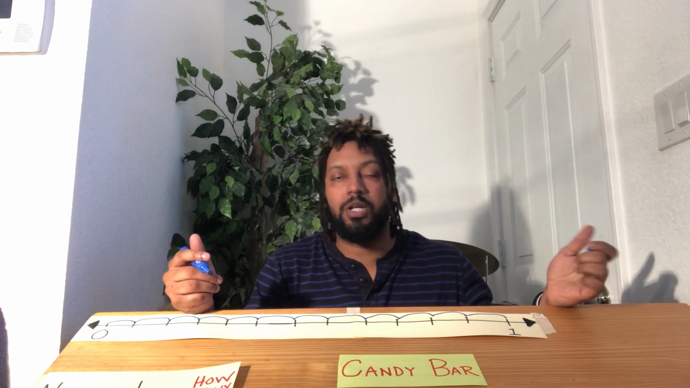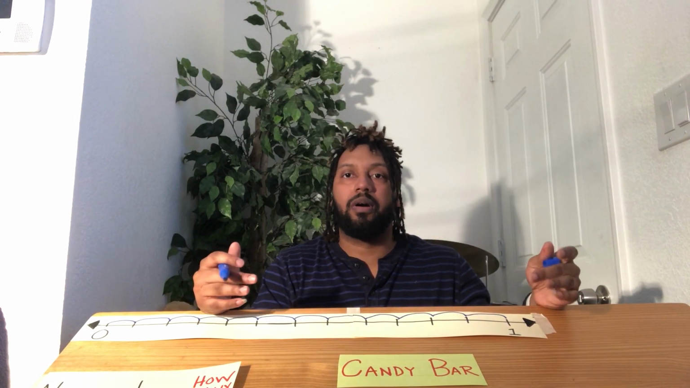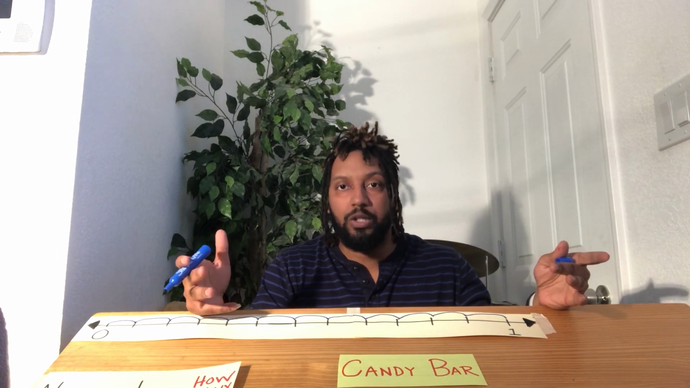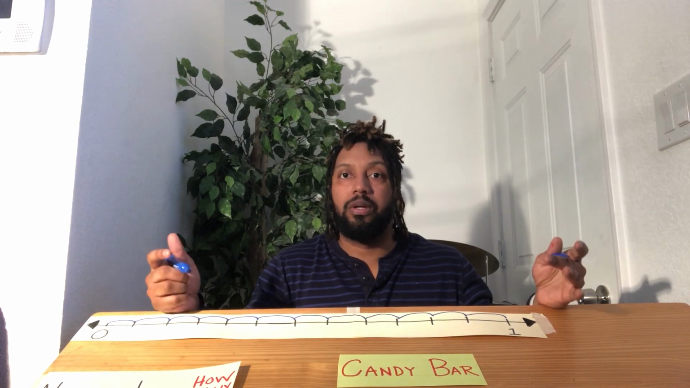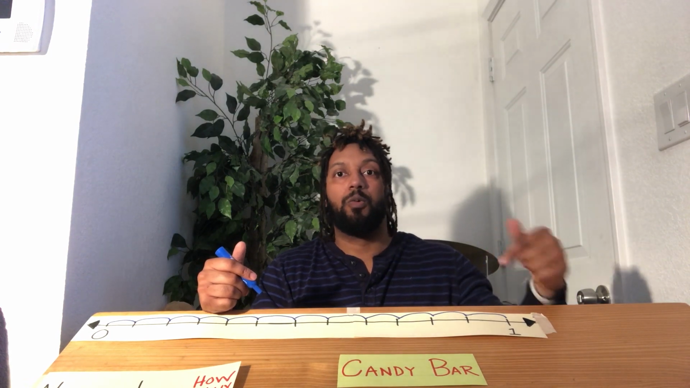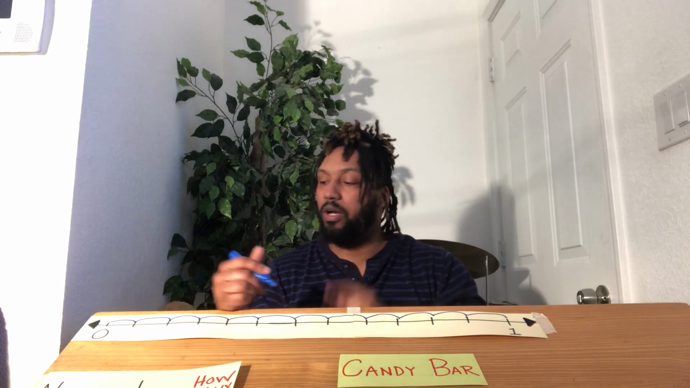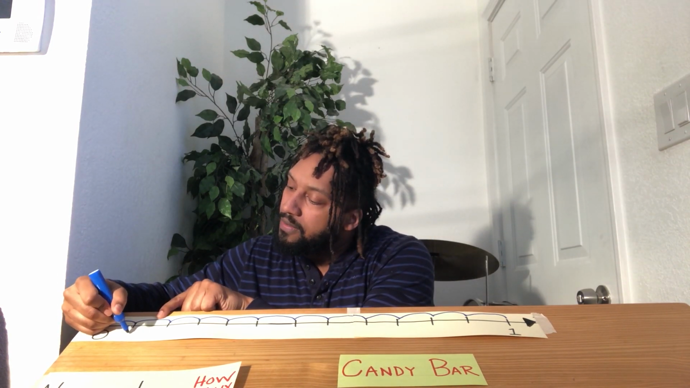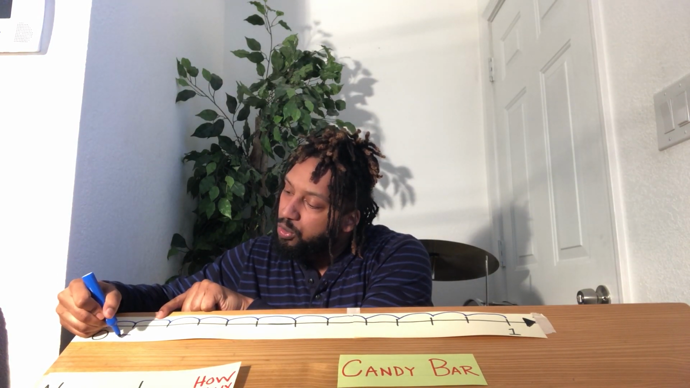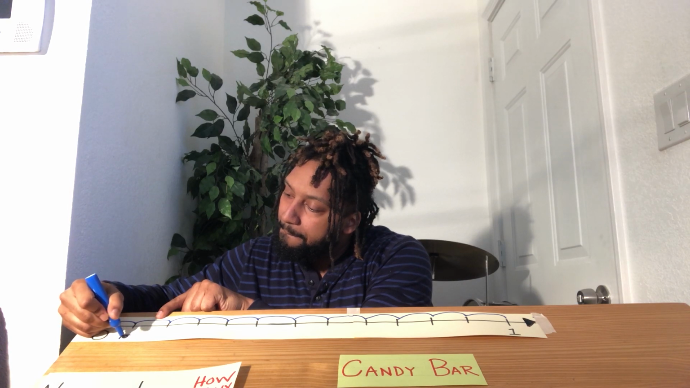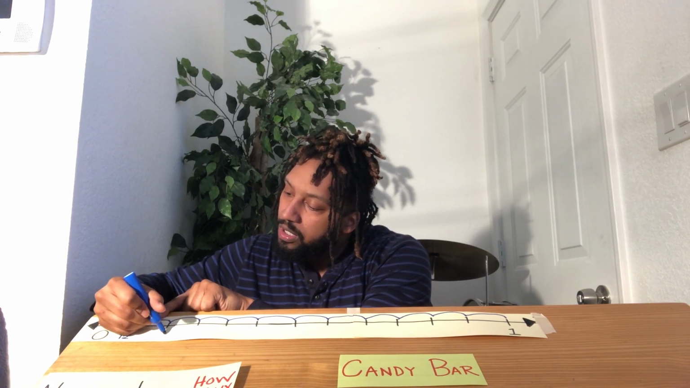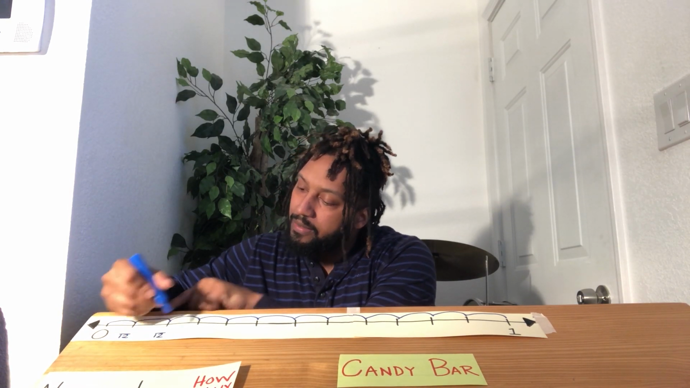Now, why do we make 12 equal jumps? Because our candy bar is fractioned into 12 equal pieces. So now we're going to put those fractions from the candy bar on our number line. We made 12 equal jumps, which means our denominator, our bottom number, is going to be the number 12. So for each of these, we're going to put the number 12 at the bottom, because 12 represents our denominator.